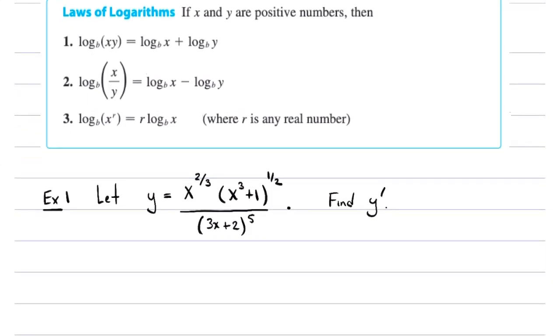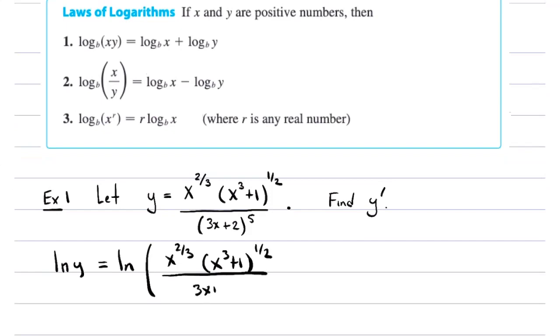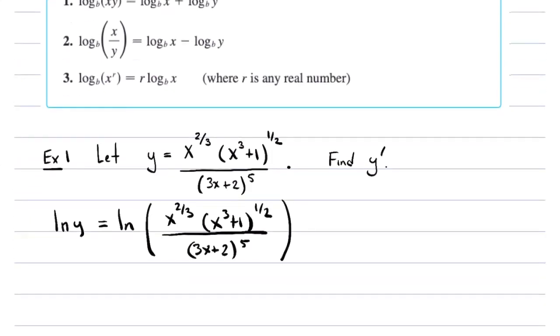So I'm going to start off by taking this expression y and taking its logarithm. I'm going to use the natural logarithm. Technically, you can use any base, but I'll just use the natural logarithm. So I'm going to take the logarithm of this entire expression, x to the 2/3 times x cubed plus 1 to the 1/2 over 3x plus 2 to the 5th. Okay, so that's how the computation is going to start, is I take the logarithm of that thing.